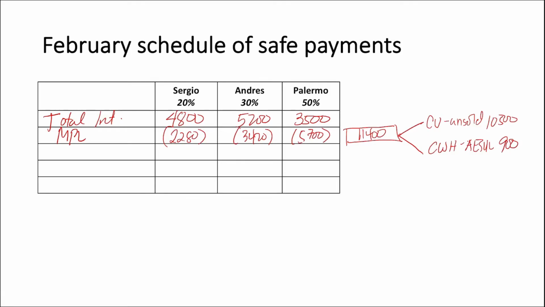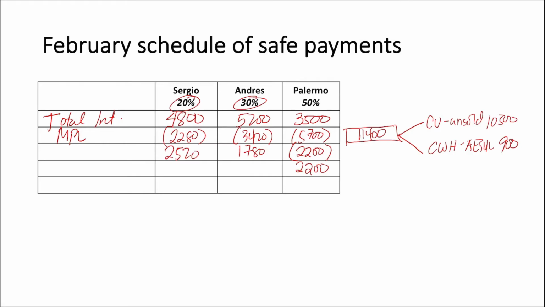Okay. Tignan natin. Magkano pa yung balanse ni Sergio? 2,520. Andres, 1,780. Palermo, 2,200 negative. Okay na yun nga lang, may naka-negative. So, pag may naka-negative, meaning capital deficient. Ano assumption natin with regard to capital deficient partners? Insolvent. Therefore, yung 2,200 neto ni Palermo, paghahatian ni Sergio at ni Andres based on their relative P&L ratio.